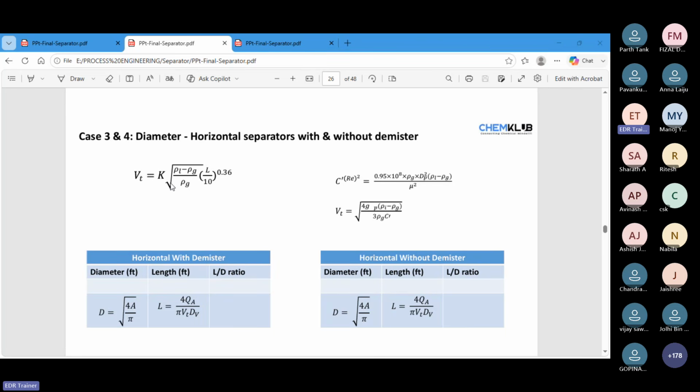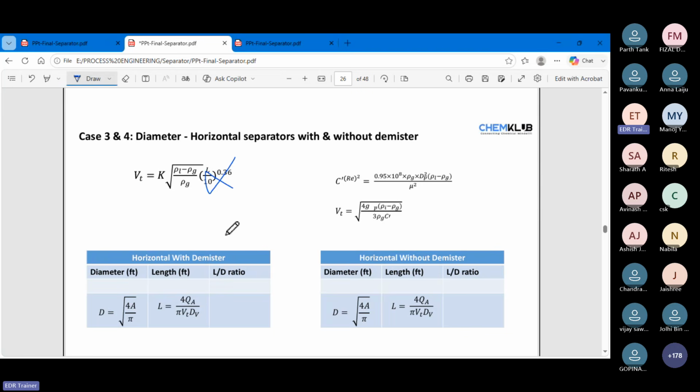Okay, same. We need to calculate the terminal settling velocity. The equation is the same as what we have seen above, right? Here is L by D. We need to calculate the settling velocity, or if you do not have to calculate it, you can remove it and calculate the VT. Same, you need to calculate the diameter as we calculated for the vertical separator, right? After that you can use these equations for the length, right? The total flow rate of the system divided by pi by 4 D squared, right? You will get the length, right? I have just solved it out for these equations.